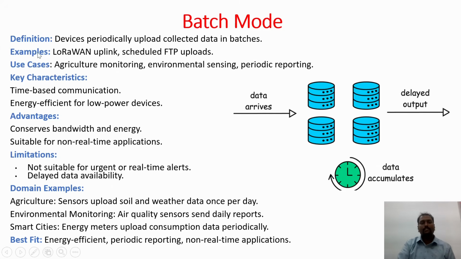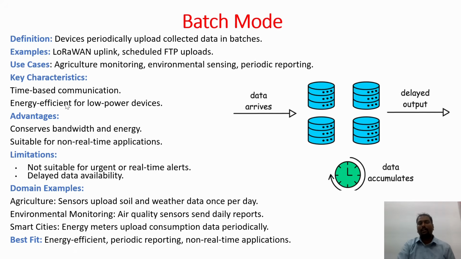Its advantage is that it works on time based communication. So we can set when to process the batch. It can be 30 minutes, it can be 1 hour, it can be 1 day, like that. As we are processing the data communication in batches, it is more efficient, it is more energy efficient, and it can be used in low power devices. So this mode can be used in agriculture monitoring, environmental sensing, and periodic reporting. The advantages include it conserves bandwidth and energy, and it is suitable for non-real-time applications.